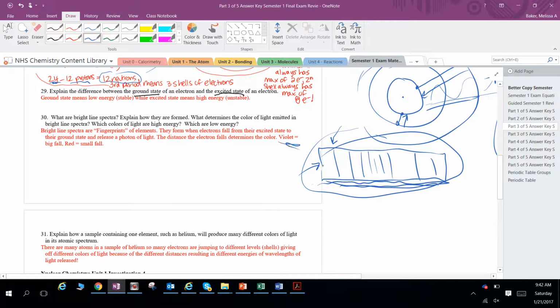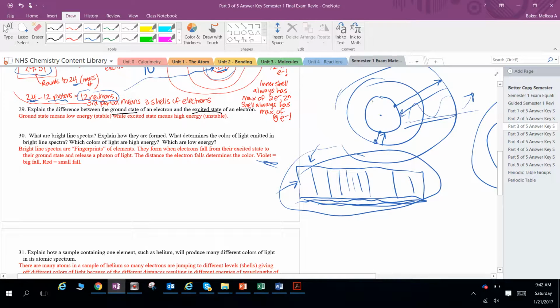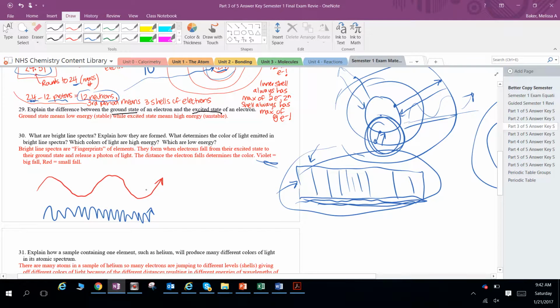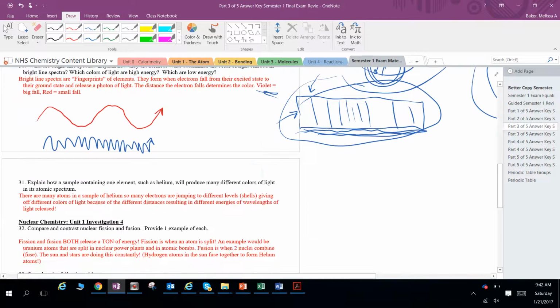Also, it's important to note that if it's a high energy color, that comes from an electron that's been making a big jump and falling back down, versus a smaller jump would result in a lower energy color like red. Because if you see the wavelengths drawn, red wavelengths will be longer versus blue, for example, or violet will have a higher frequency, shorter wavelength.